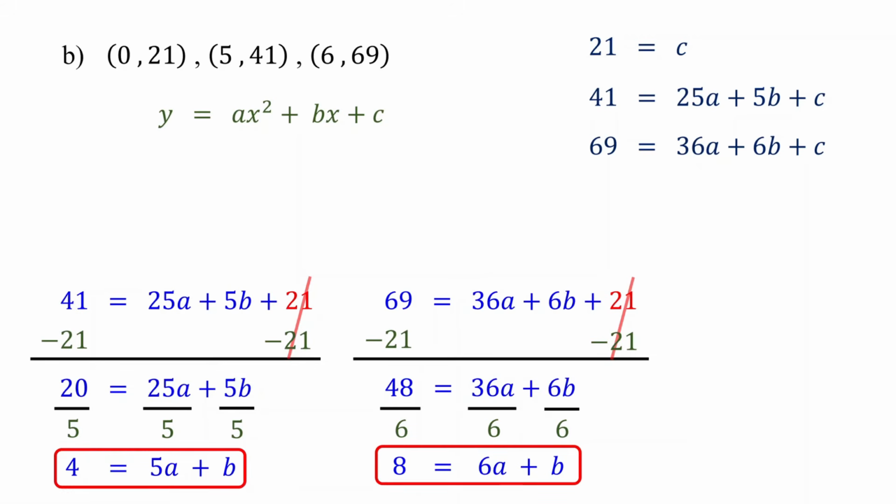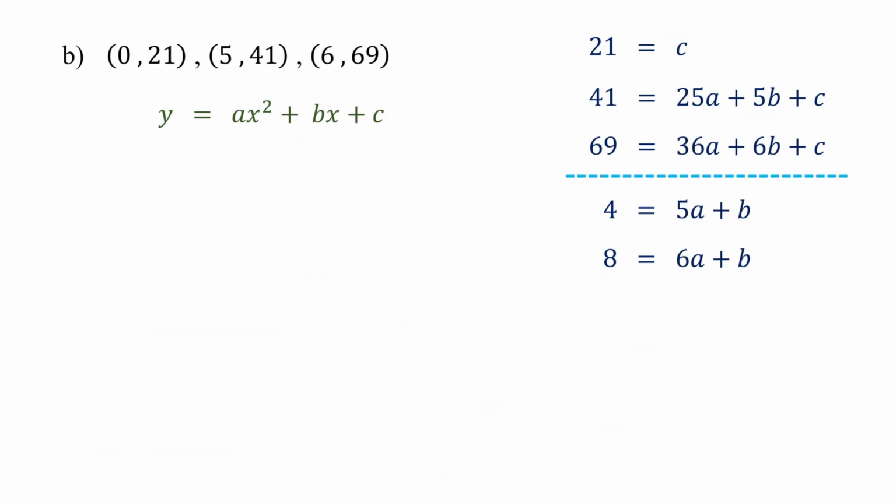Now you have a system of 2 equations with 2 variables. So next, solve this system to find the values of a and b. You can use the elimination method. Since the coefficients of the b terms are the same in both equations, it is easier to eliminate b.